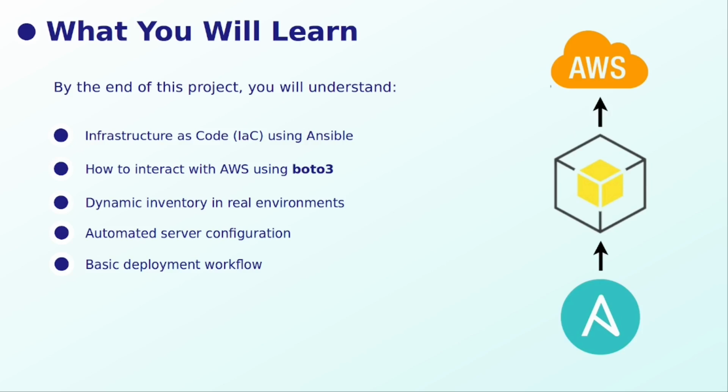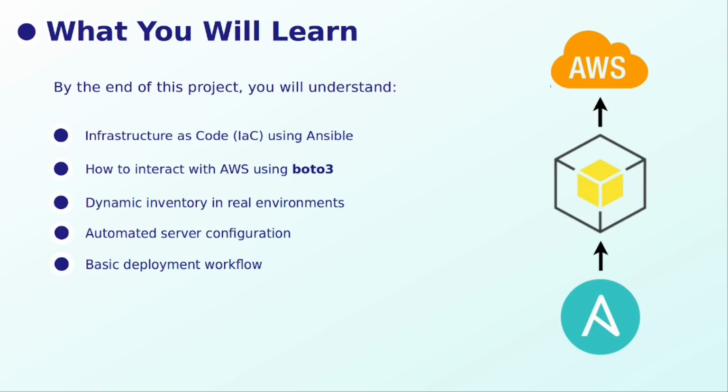Third, we will explore dynamic inventory. Instead of hard-coding server IPs, Ansible can automatically discover running EC2 instances. This is extremely important in a work environment where servers are constantly changing.